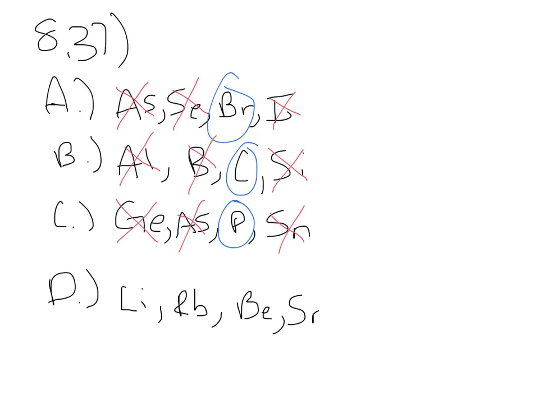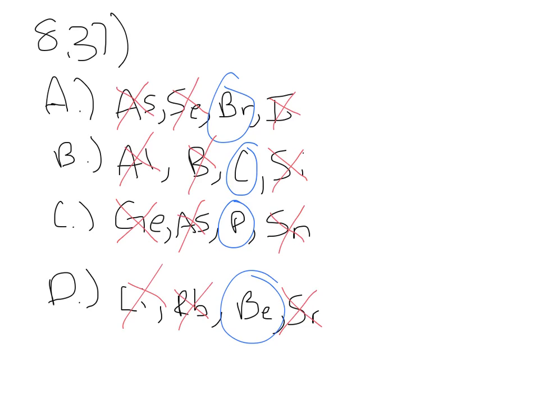Then for D, I compared lithium and rubidium, and lithium is higher than rubidium is, so lithium wins. Lithium is farther left, though, than beryllium, so beryllium wins. And then beryllium is higher up than strontium is, so beryllium wins.